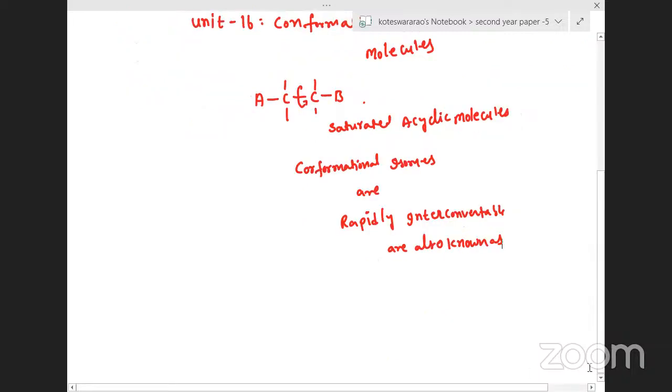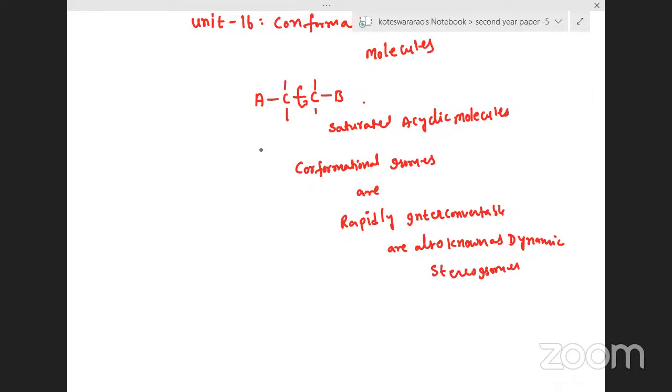This is rapidly interconvertible. These are also known as dynamic stereoisomers. Conformations, that is the conformational isomers, may be defined as different spatial arrangements of atoms or groups in a molecule, arising by rotation around one or more single bonds. Conformers are also known as rotamers. These isomers are generated due to the CC bond rotation. Due to that reason, we call them rotamers. This is the general definition.